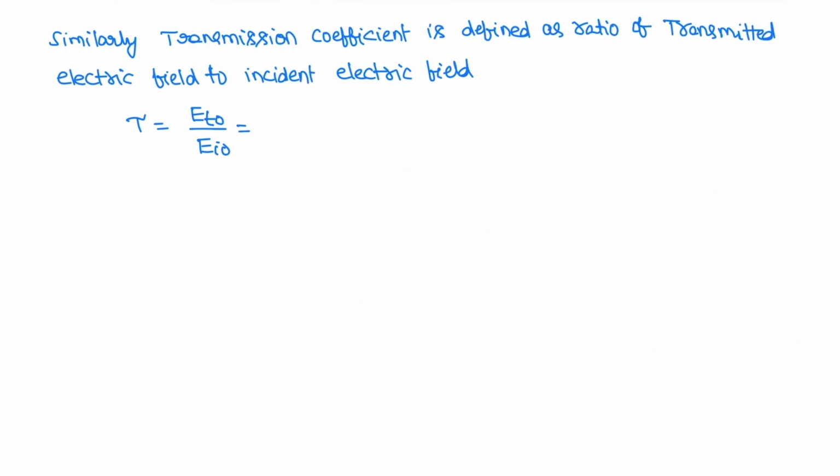Similarly, the transmission coefficient is defined as the ratio of transmitted electric field to incident electric field. It is given as 2 times the intrinsic impedance in medium 2, divided by eta 1 plus eta 2, where eta 1 is the intrinsic impedance in medium 1 and eta 2 is the intrinsic impedance in medium 2. So the transmission coefficient tau is equal to 1 plus the reflection coefficient.